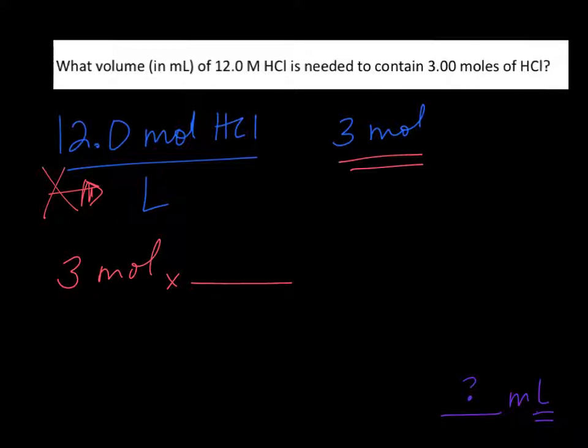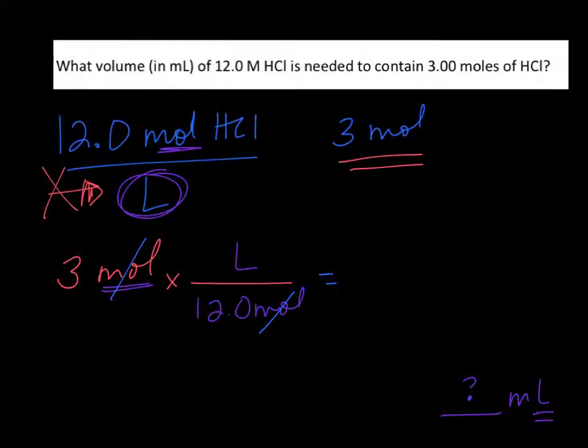So then I look at my other number, and I want to get this. And I have moles right here. So that means that this moles has to go on the bottom to cancel it out. So it's going to be 12.0 moles per liter. So mole cancels out, and I'm left with liters. So 3 divided by 12 is 1 over 4, or 1/4, which is 0.25 liters.